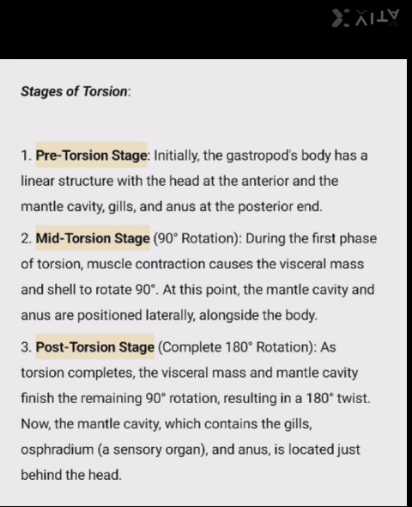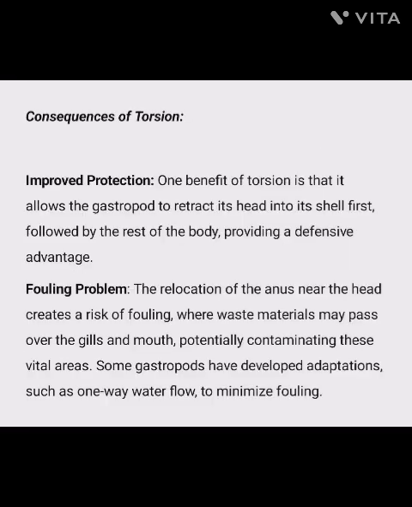3. Post-torsion stage, complete 180 degrees rotation. As torsion completes, the visceral mass and mantle cavity finish the remaining 90 degrees rotation, resulting in a 180 degrees twist. Now, the mantle cavity, which contains the gills, osphradium, a sensory organ, and anus, is located just behind the head. Consequences of torsion. Improve protection.